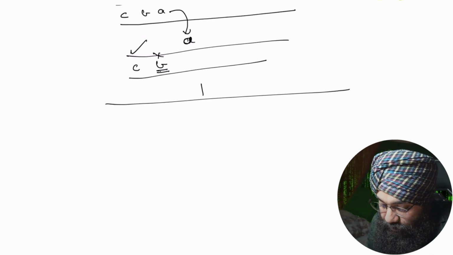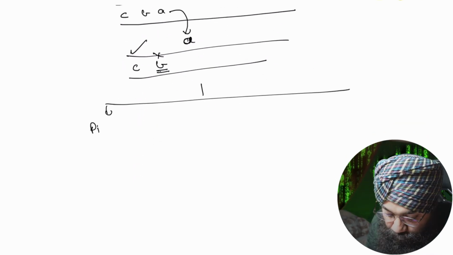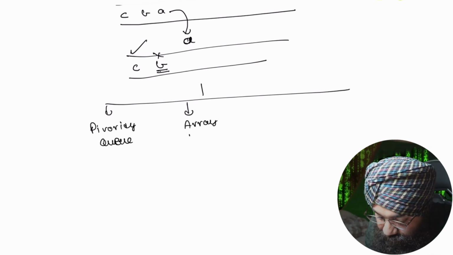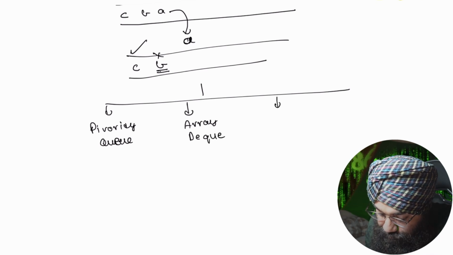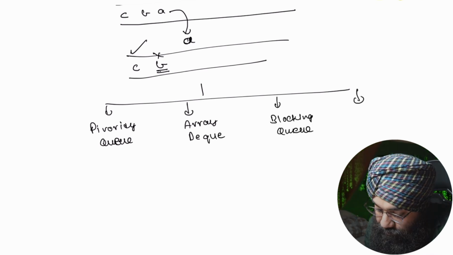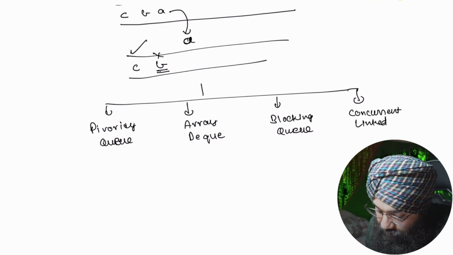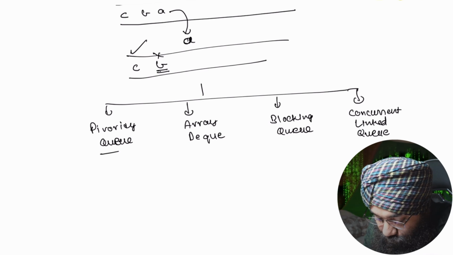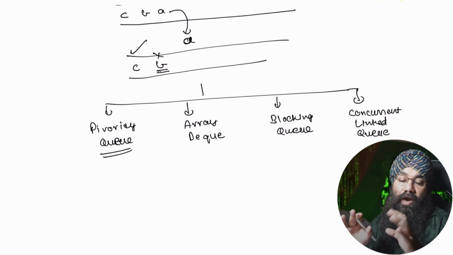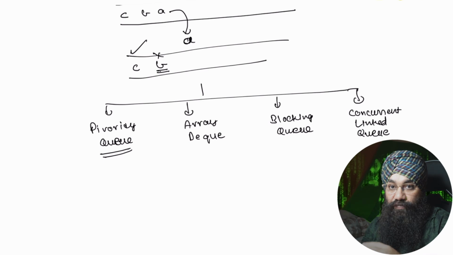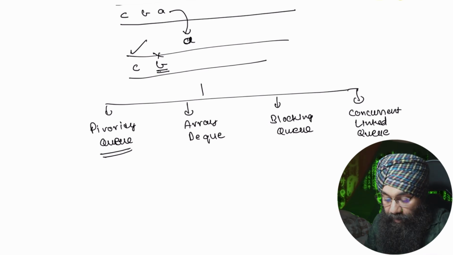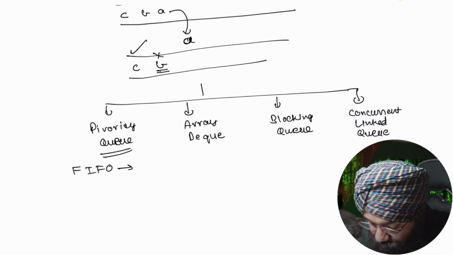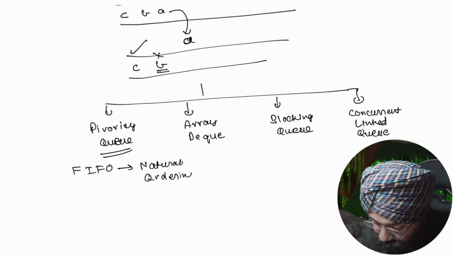Some of the commonly used ones are priority queue, then there is ArrayDeque, then there is blocking queue, and then there is concurrent linked queue. So priority queue is a special queue. Ideally all queues should follow FIFO, first in, first out, but here priority queue follows FIFO based on natural ordering.